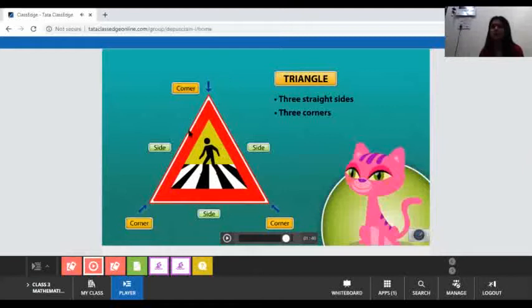So this is a triangle. It has got 3 sides, 1, 2 and 3 corners. So which shape is this? It is a triangle.